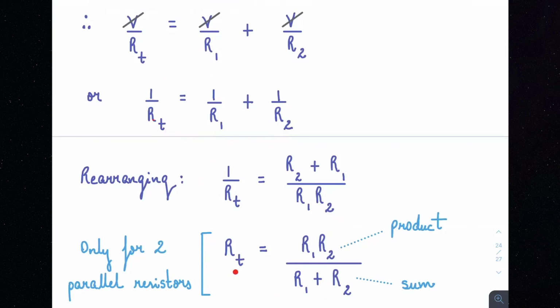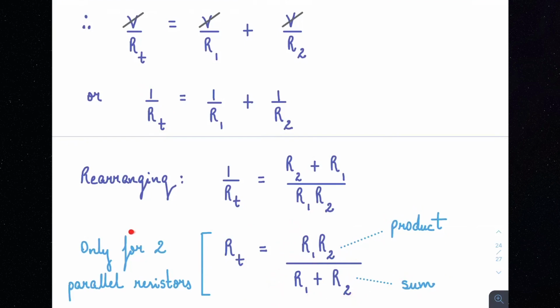So if we arrange to get RT as subject rather than 1 on RT, okay, so know the difference, RT is subject, then the result reduces to R1 R2 divided by R1 plus R2. The advantage of having this result is that it gives you immediately the total resistance rather than its reciprocal. And this is easily remembered as product on sum. So total resistance for two resistors in parallel is their product divided by their sum.